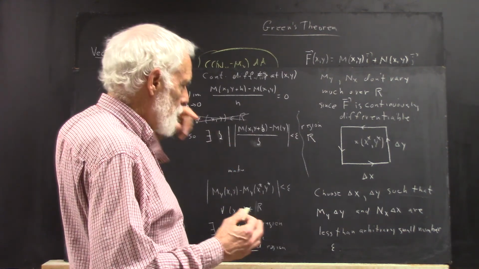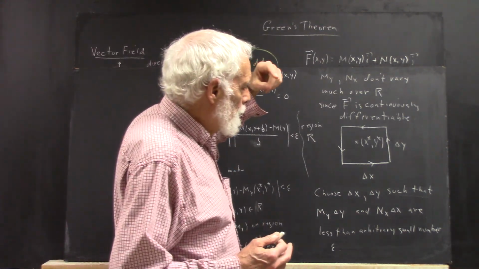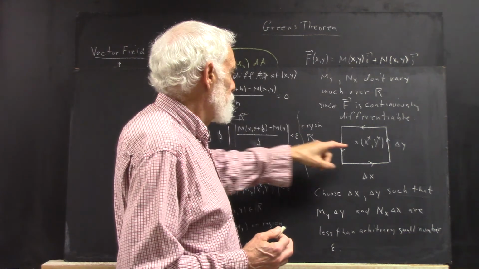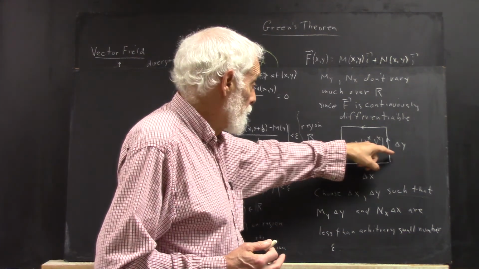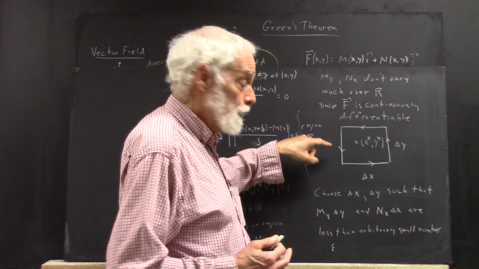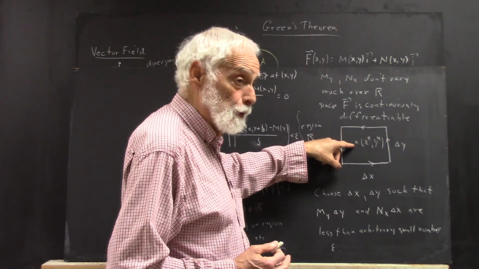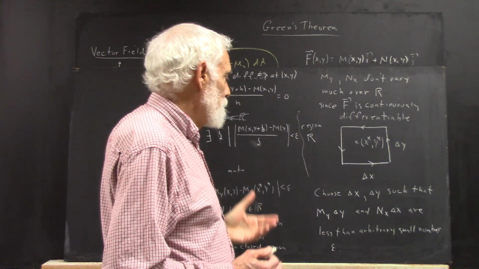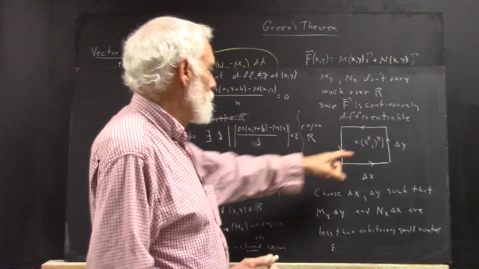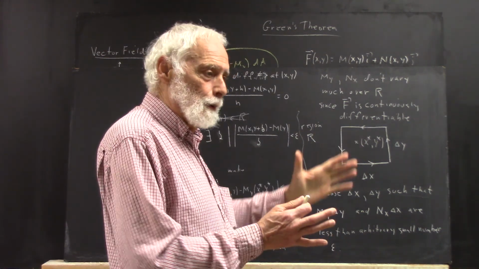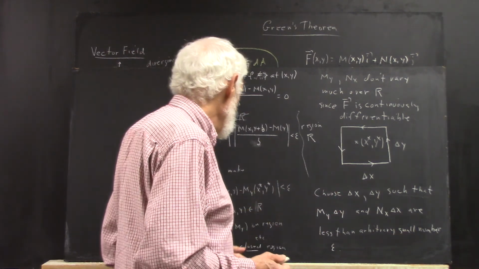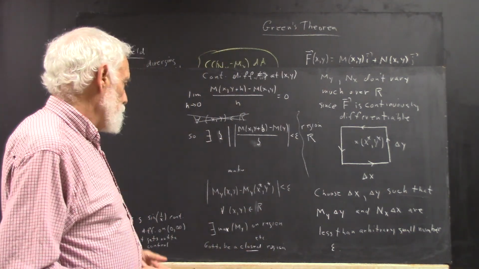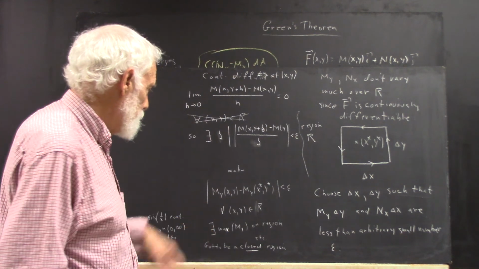The difference between the value at this point and the value at any other point to its right or left within delta of this point in the horizontal direction will make m differ from this by an arbitrarily tiny amount. Okay? And I don't like necessarily the way I wrote this because I did this again.